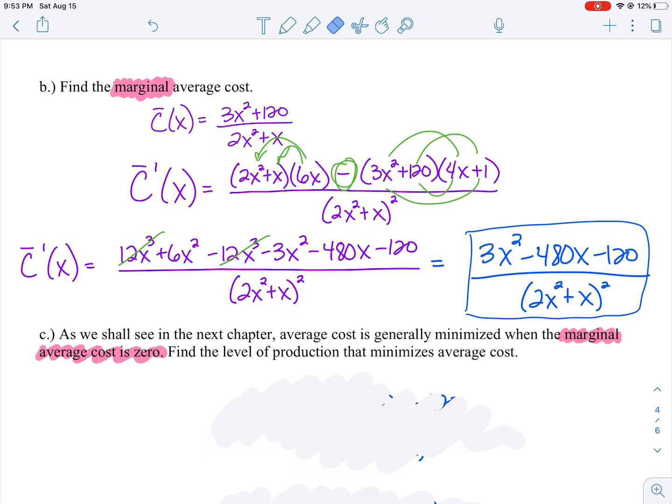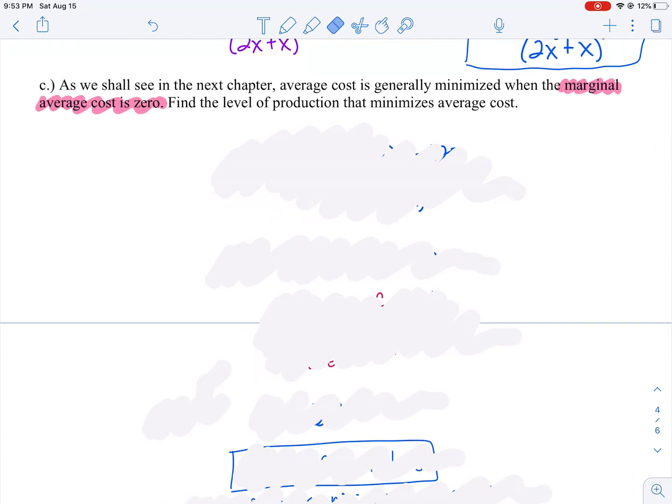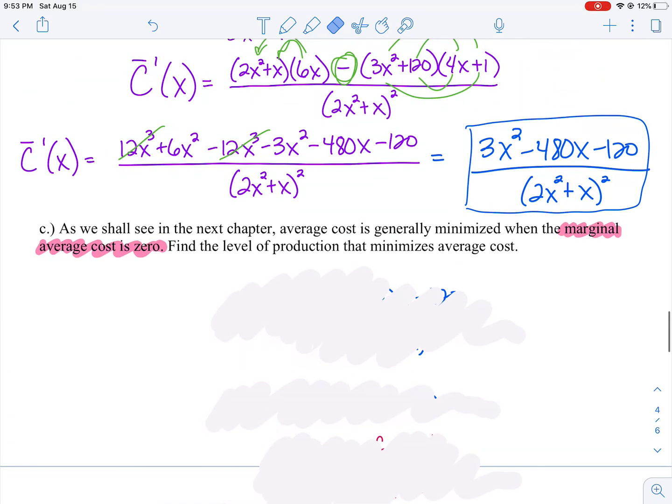So this equation represents my marginal average cost, the rate at which my average cost is changing. The last part of this question says we shall see in the next chapter that average cost is generally minimized, and that's what we want. We want our average cost to be minimal. We don't want to spend a lot of money making these motors. Our average cost is minimized when the marginal average cost is 0.